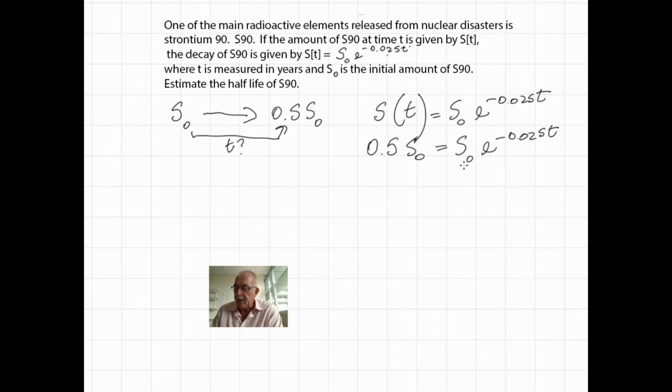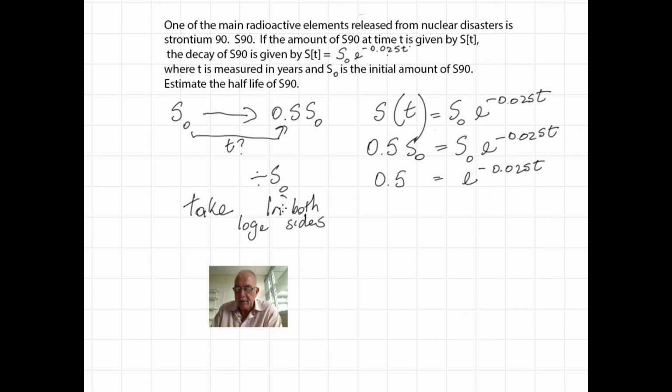So S0, as you can see, if we divide both sides by S0, we get 0.5 equals e to the minus 0.025 t. Now we're trying to find t, which will be the half-life. We know what e is. And as we've seen in previous work, when the unknown is in the power, a common way to solve is to take logs of both sides. Now, because we've got e to a power, we'll take logs to base e. So take natural logs, both sides. Natural log is log to base e. Another way to write it, both mean the same thing.